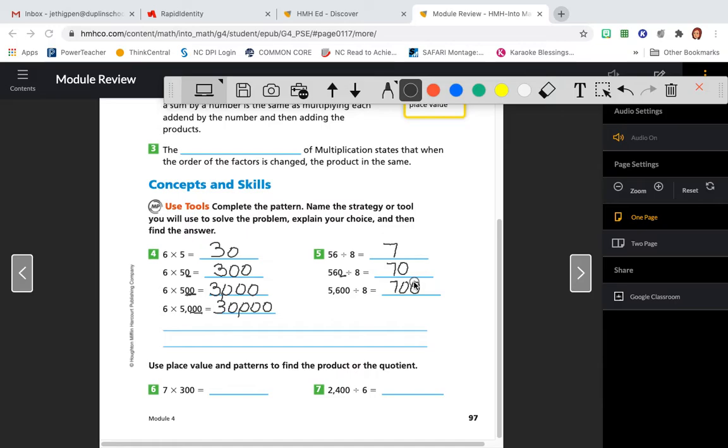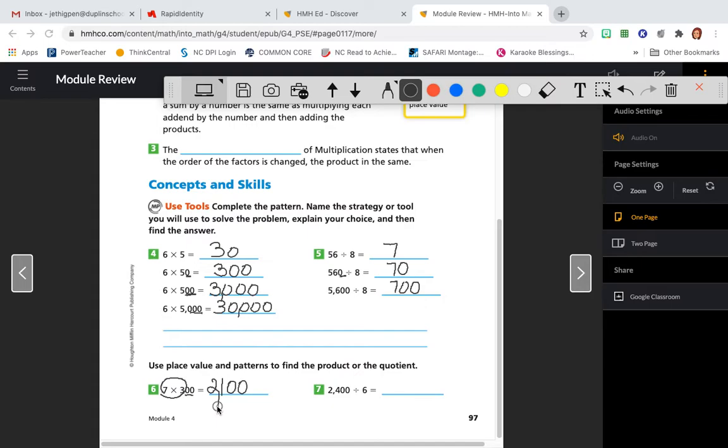All right, let's look at 6 and 7. Use place value and patterns to find the product or the quotient. So we have 7 times 300. We're going to go back to our basic facts. We need to look at that basic fact of 7 times 3, and that's 21. And then we're going to add 2 zeros. You have 2,100.